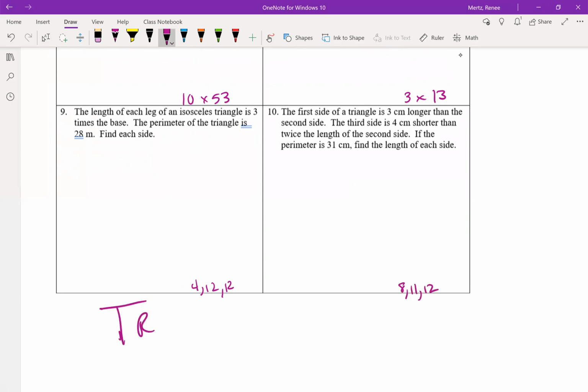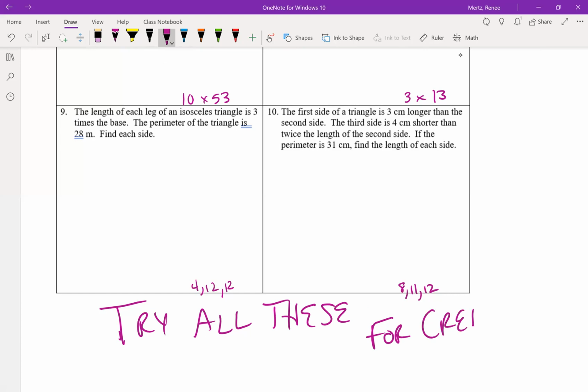Try all these for points. So if you need help on them, please give me a call. So if you don't try those, then you're not getting full credit. Check your answers, please.